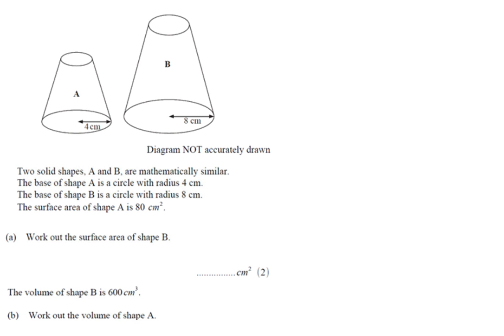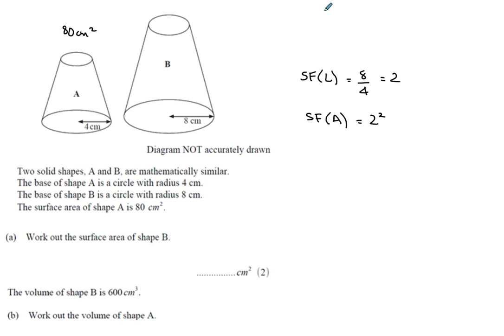Two solid shapes, A and B, are mathematically similar, and the base of A has a radius of 4, and the base of B has a radius of 8 centimeters, and the surface area of shape A is 80 centimeters squared. So let's find the scale factor of the length, which is 8 divided by 4, which is 2. So the scale factor of the area will be 2 squared.